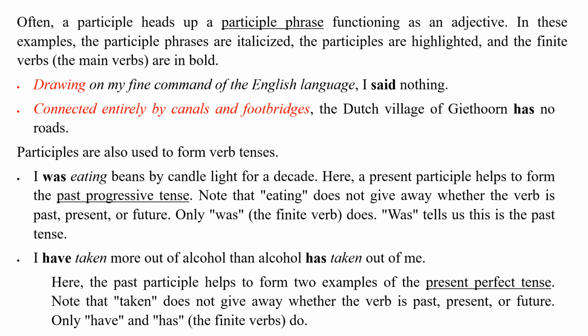I have taken more out of alcohol than alcohol has taken out of me. Here the past participle helps to form two examples of the present perfect tense. Note that "taken" does not give away whether the verb is past, present or future. Only "have" and "has", that is, the finite verbs, tell us the tense.